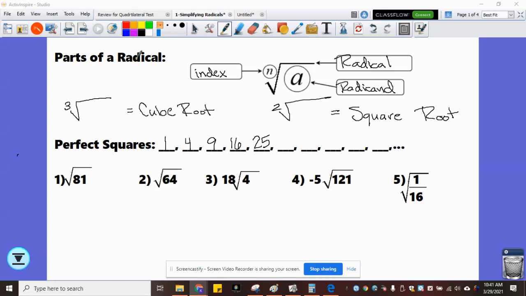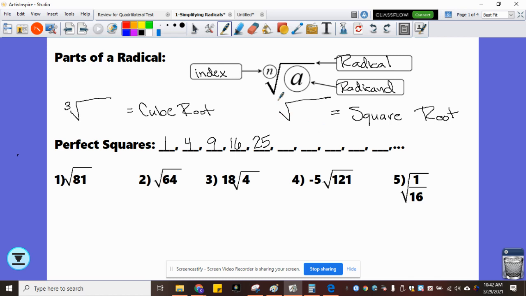All right, so working on radicals. Labeling just the parts of the radicals, the symbol itself is called a radical. The number up here is called your index. And the number underneath is called your radicand. If there's a 3 where your index is, that's the cube root. If there's a 2 where your index is, that's your square root. And with math, you don't even need to put the 2 there, and it's still the square root.